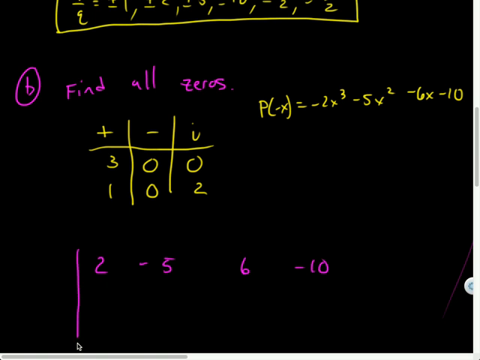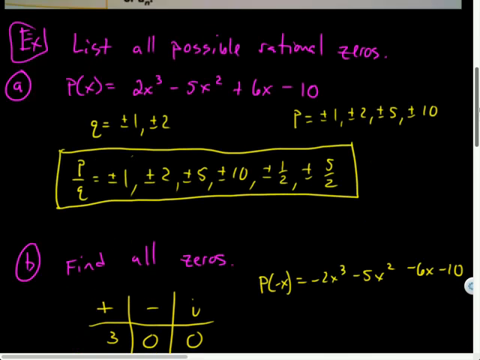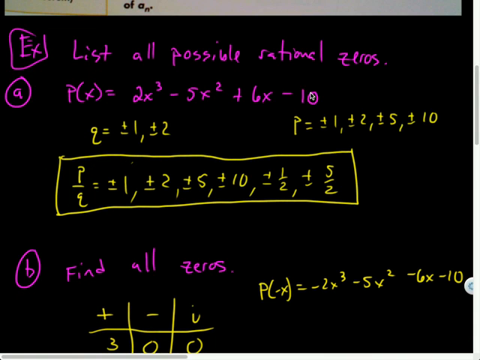So let's do some synthetic substitution, and this time my column over here is going to be all the p's over q's, and in this case, the positive p's over q's. All right, so now I just made this problem up off the top of my head, so no guarantees how pretty it's going to be. But based off of our list, I'm guessing students would probably want to start with the integer ones, the 1, 2, 5, and 10, and they'd probably want to leave the fractions to last. So let's start with 1, I guess.